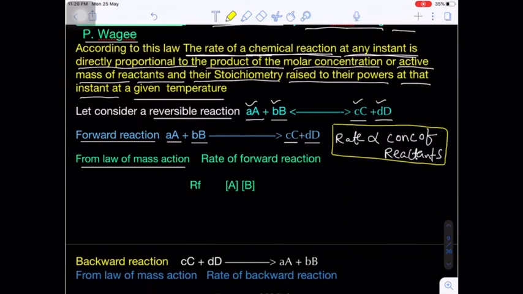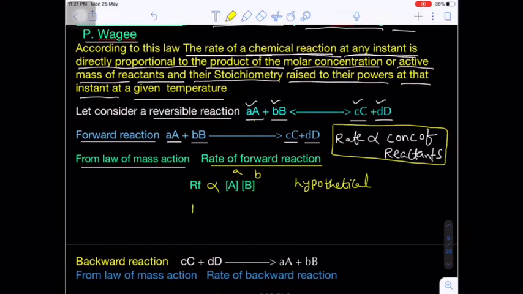Okay, now here the rate of forward reaction, that is Rf, is directly proportional to the product of the concentration of the reactants. We have two reactants A and B and their product is A into B. Okay, now what is the stoichiometry of A? Small a. And what is the stoichiometry of B? Small b. So those stoichiometric coefficients must be raised as powers. Are you getting my point? Now here this is hypothetical.